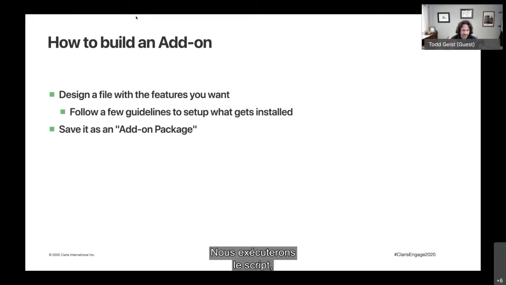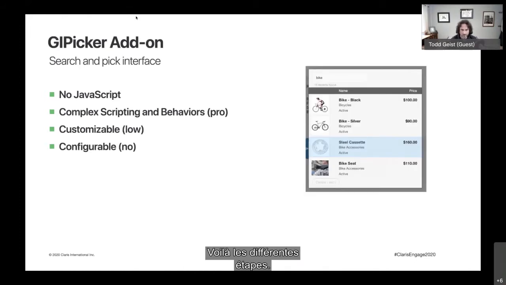And then finally, you're going to run this script. You're going to run Save as Add-on Package, which is a script step, which we will look at in detail, and that will generate the add-on for you. At a high level, that's how it works.